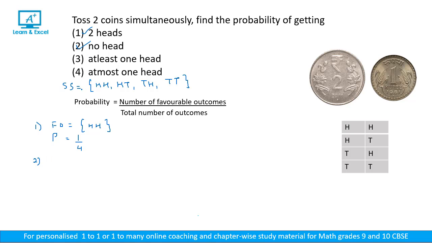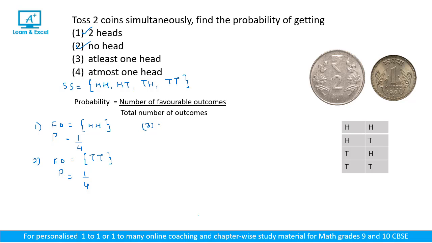Let us find the probability of getting no head. No head means 2 tails. So the favorable outcome will be equal to TT and the probability will again be equal to 1 upon 4. At least 1 head and at most 1 head are the probabilities that are very confusing.